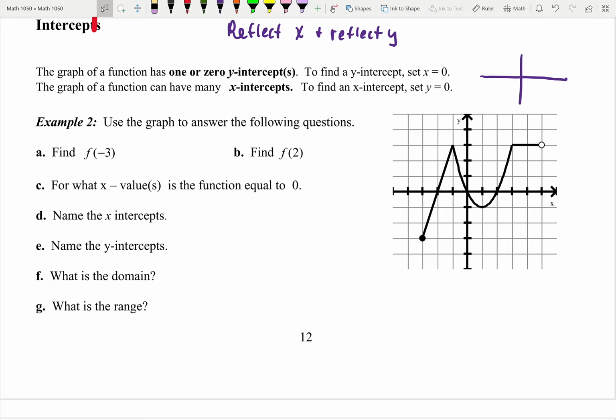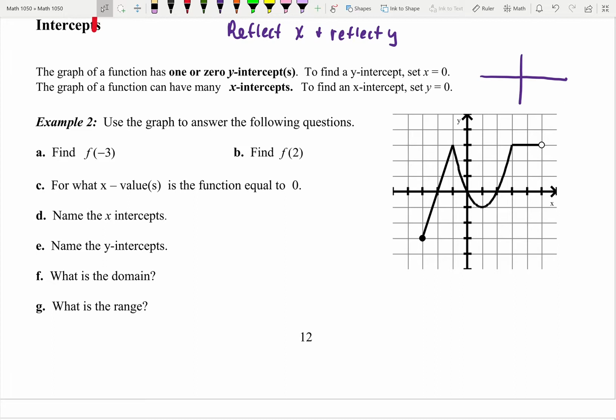True or false, the graph of a function can have two y-intercepts. Listen to the question and don't shout it out. Just freeze for a second. True or false, the graph of a function can have two y-intercepts.